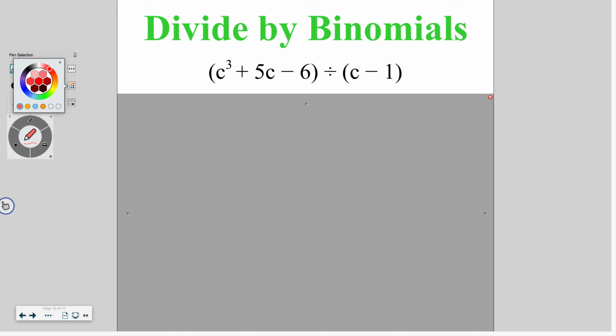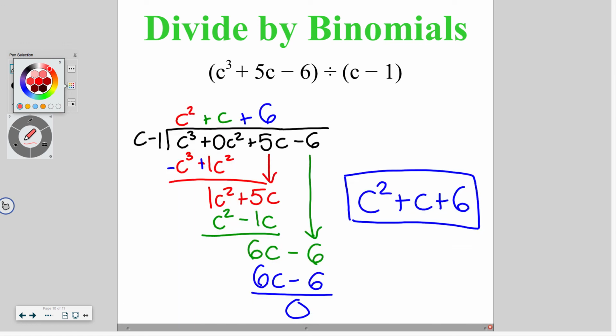Go ahead and try this one on your own. Notice that you need to put it into standard form first. So we fill in that 0n squared, 0c squared, and then go through and figure out what we multiply for each one. This one turns out that there is no remainder.